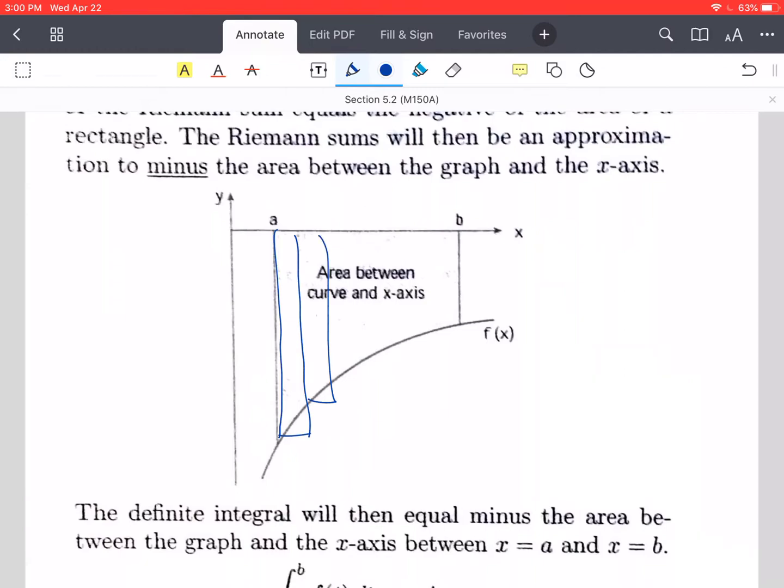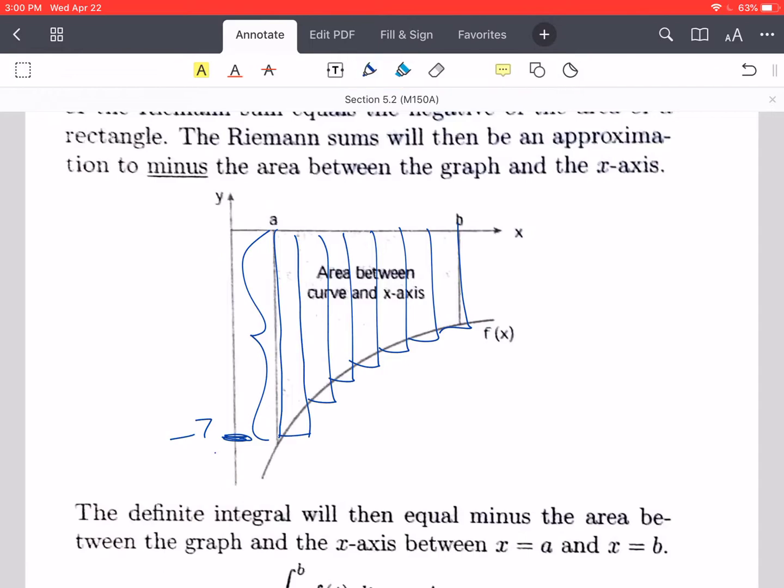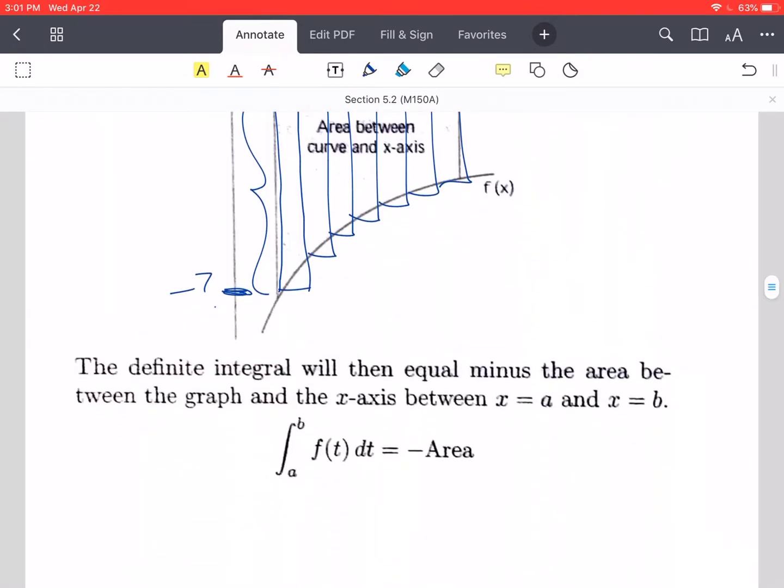right, even though they are taking up physical space down here, the value that we're using for the height is a negative number because it's down here somewhere. So we would end up getting a negative area. Okay, and that's okay. We are able to get negative areas when we're talking about integrals, an area under a curve. Okay, so the definite integral will give us a negative area if the curve is below the x-axis.